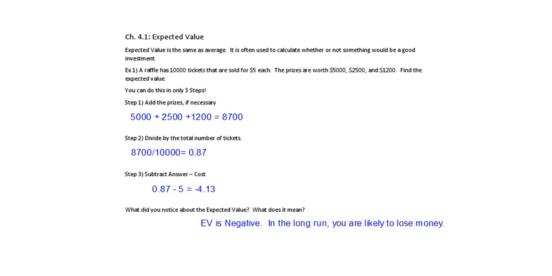So every time somebody buys a ticket for this, on average, they can expect to lose $4.13, which, to me, on a $5 ticket, losing $4 is not a good deal. So I would stay away from this game. It's a bad game. All right, let's do some more.